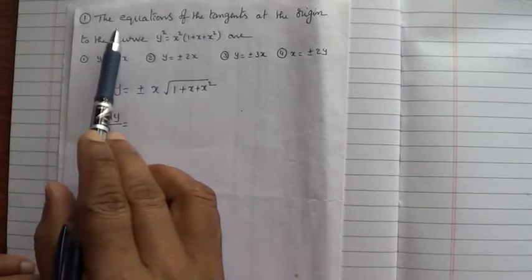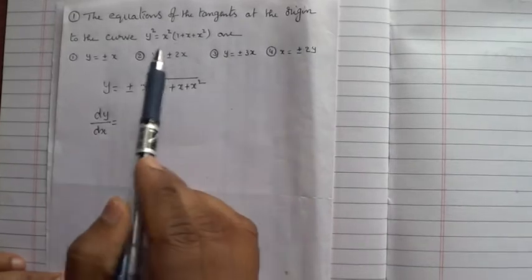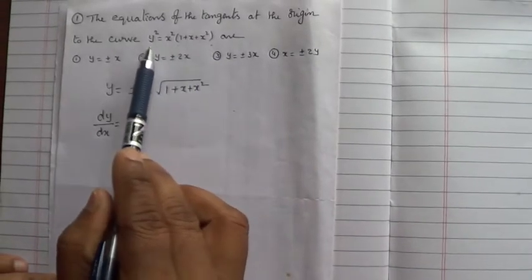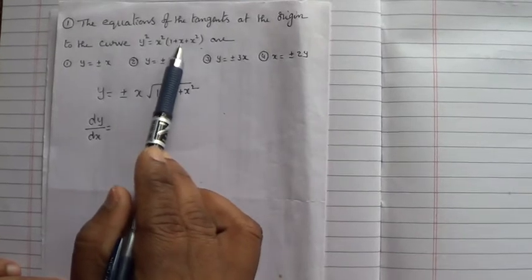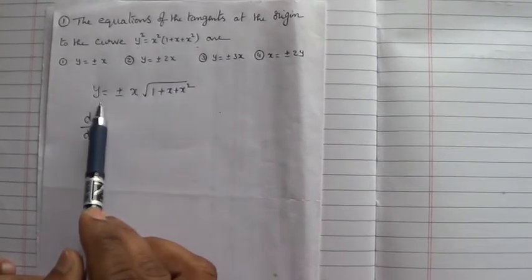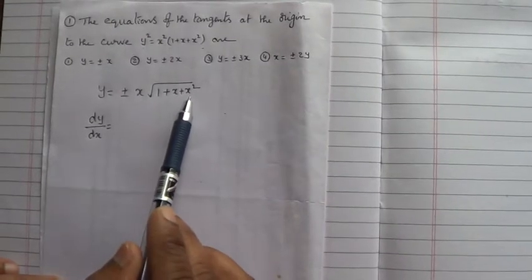So this is the first question. The equations of tangents at origin to this curve. The given curve equation is y square is equal to x square into 1 plus x square. So what we can write, y is equal to plus or minus x into root of 1 plus x square.